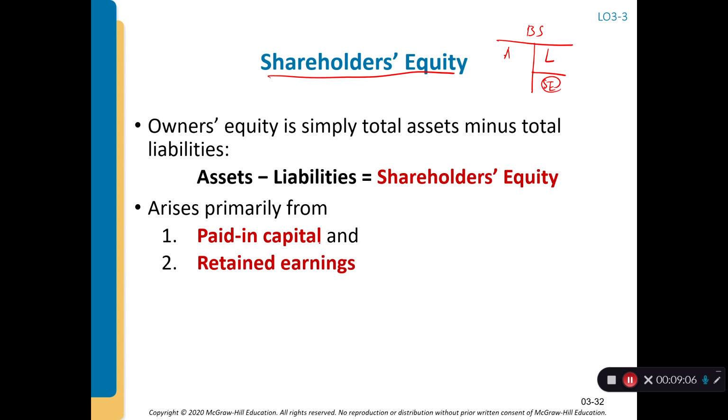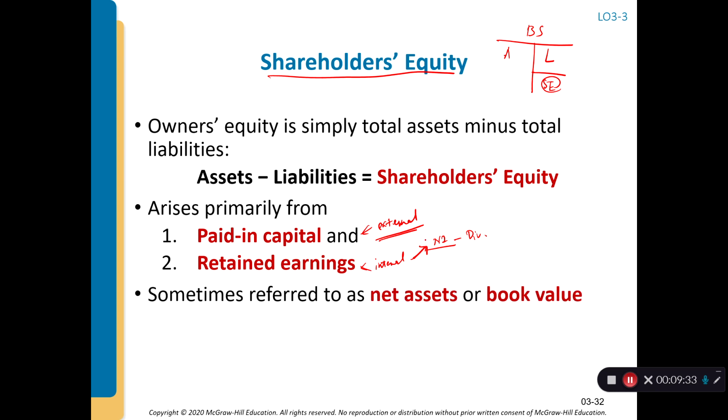One is called paid-in capital, meaning that externally people are funding you, right? And the retained earnings are what you generate internally from net income, after you subtract the dividend, right? So they primarily have two sources. One is the paid-in capital from the market, another one is the retained earnings from inside. Sometimes shareholders' equity is also called net assets, right? Or book value, the book value of the firm.